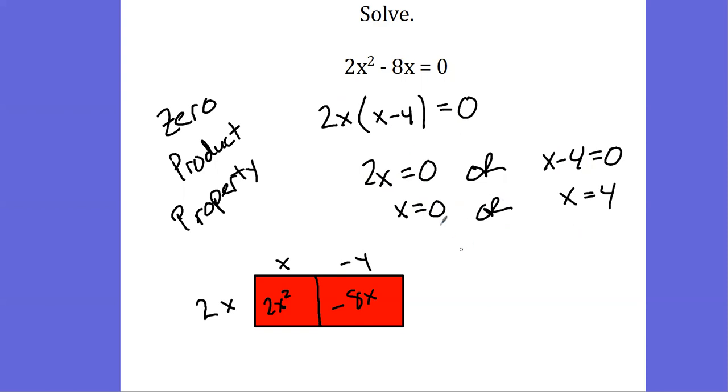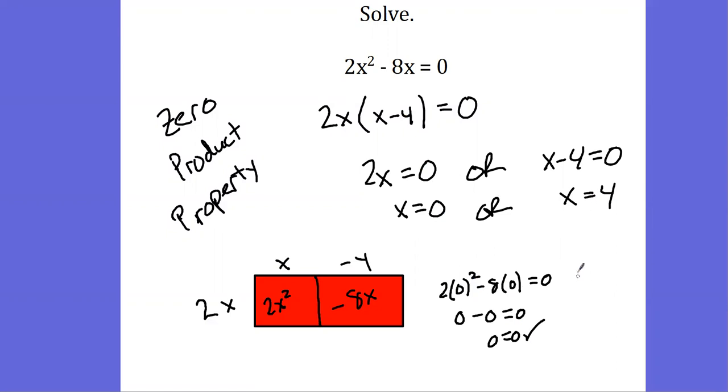And let's just do a quick check, make sure we did this correctly. So if I substitute in 0 right here for x, this would be 2 times 0 squared minus 8 times 0 equals 0. 0 squared is 0, 0 times 2 is 0, 8 times 0 is 0, and 0 minus 0 is 0. That checks out.